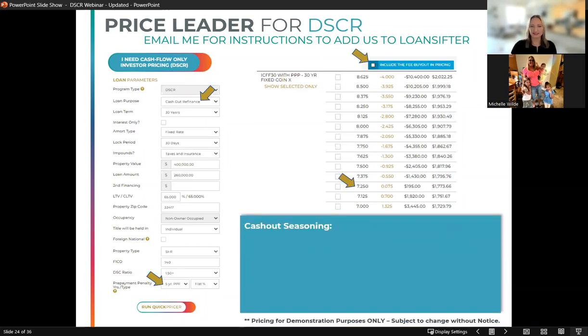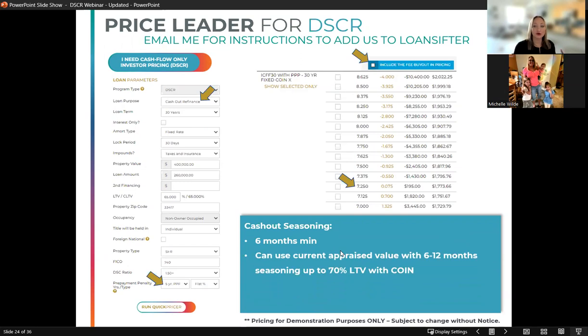So cash out seasoning, I do want to touch on that just a little bit. Now, we're not talking about the delayed financing that we did earlier. This is talking about a true cash out. You need at least 6 months minimum seasoning. You can use the current appraised value between 6 and 12 months if you're only going up to 70% under our program. If you're going over 70% up to the max of 75, then we would need 12 months seasoning to use the current appraised value.